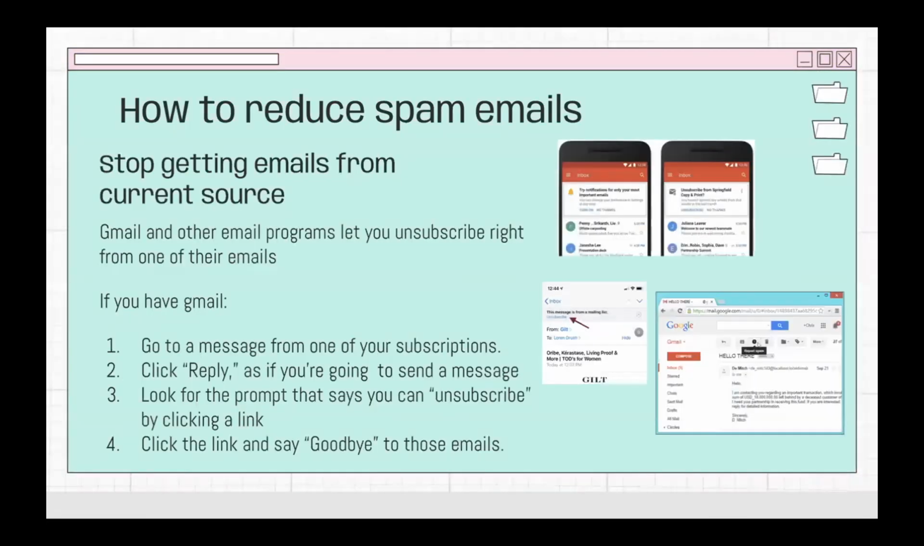So how do you stop getting emails from the current sources? Gmail and other email programs let you unsubscribe right from one of their emails. If you have Gmail, first, you go to a message from one of your subscriptions. Next, you click reply, as if you're going to send a message. Next, you look for the prompt that says you can unsubscribe by clicking a link. And last, you click the link that says goodbye to those emails.